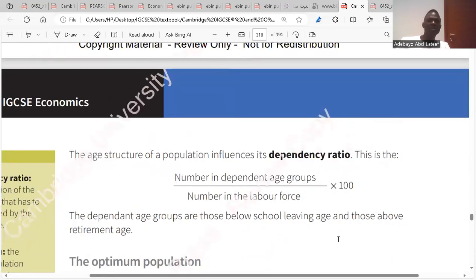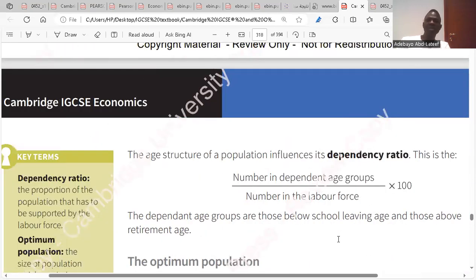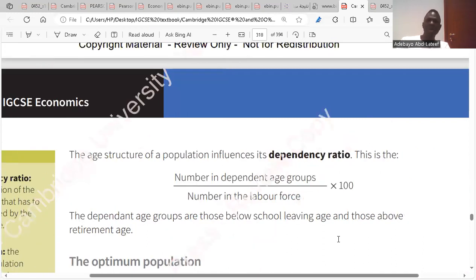So we go to how the age structure of population influences the dependency ratio. How do we measure the dependency ratio? To measure it, it is the number of dependent groups divided by the number of the labor force multiplied by 100. The labor force is the number of people working. That means the number of people that are in the category of dependency.